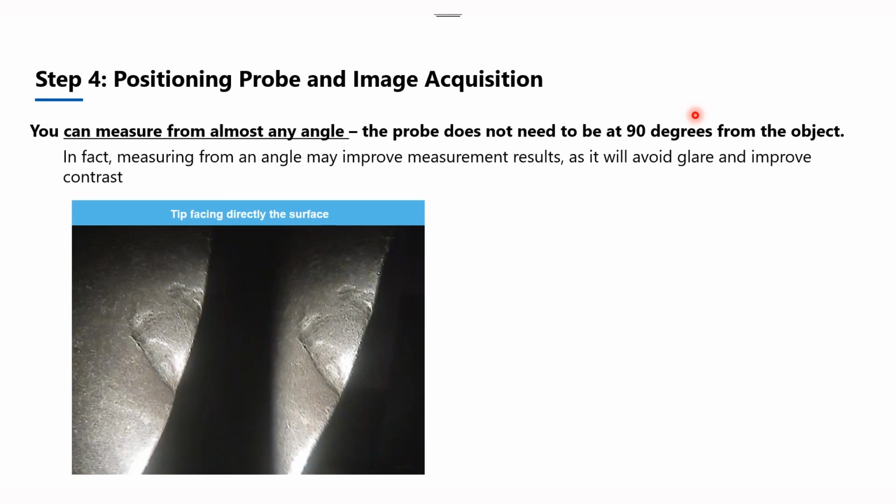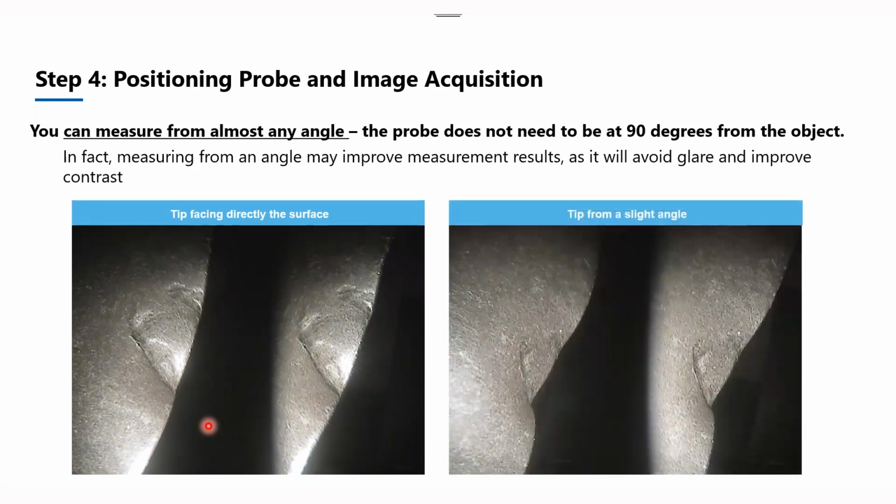Here there is an example. This is a defect close to the root of a turbine blade. This is when we have the optical tip at 90 degrees to the blade, and this is where we have just changed the angle of attack a little bit. The main point in this image is that you have a white zone, which is not great for measurement. You have glare here, and here you have an image with better contrast. So it's better to measure on this one than on this one. If you have lots of glare, try to move the probe a little bit.